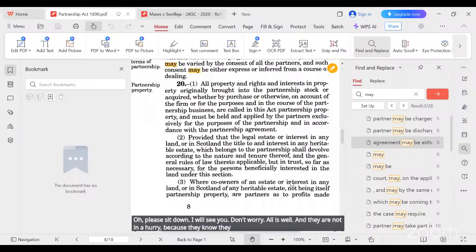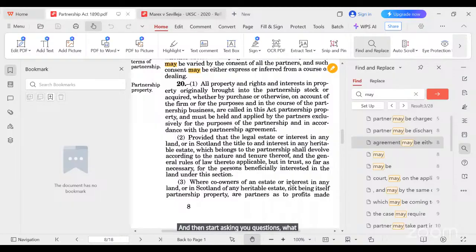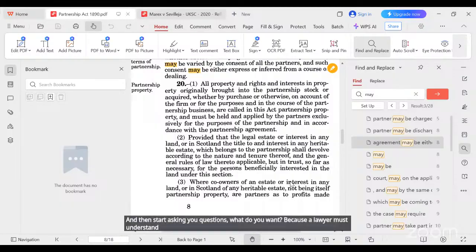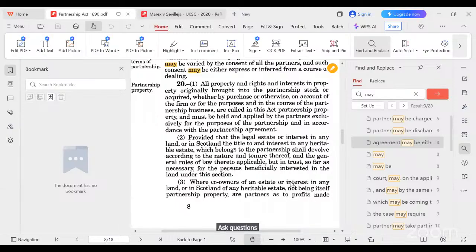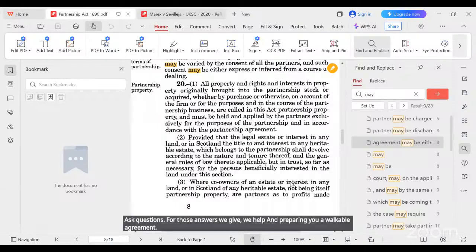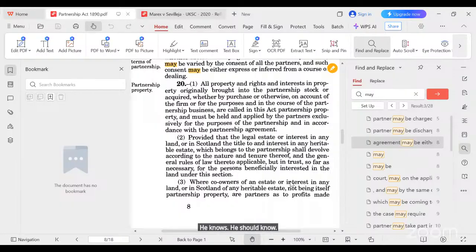The same thing with lawyers who understand these things. He will just take the law and then start asking you questions. What do you want? Because a lawyer must understand your concern, the law, and ask questions. But those answers you give will help in preparing you a workable agreement. He knows, he should know. So we are coming to the last part of it, default provision.